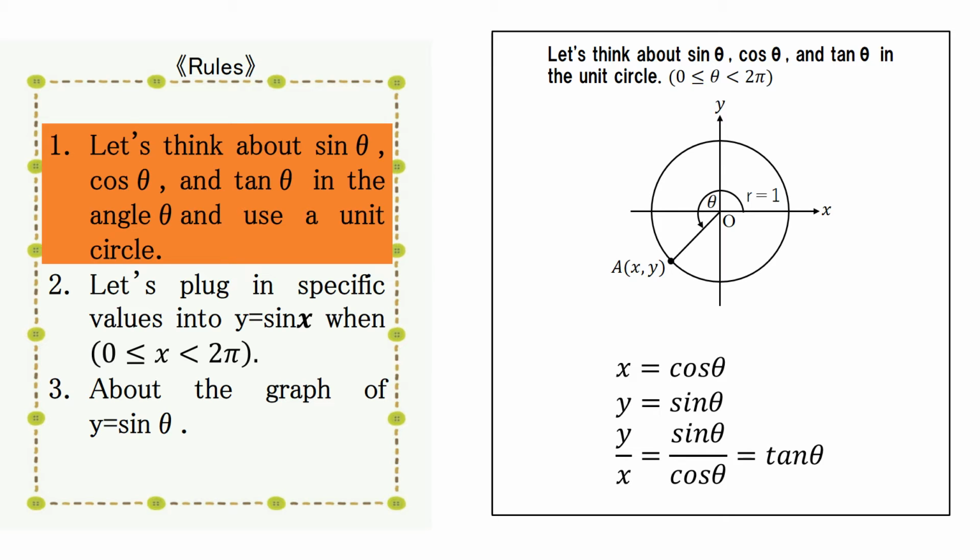For a point A (x, y) on the unit circle, sine theta, cosine theta, and tangent theta can be expressed as follows. x equals cosine theta, y equals sine theta, y over x equals sine theta over cosine theta, which is also equal to tangent theta. Therefore, on the unit circle, from angle theta, we know the x-coordinate is represented by cosine theta, the y-coordinate by sine theta, and the slope by tangent theta. These are called the sine, cosine, and tangent of angle theta.